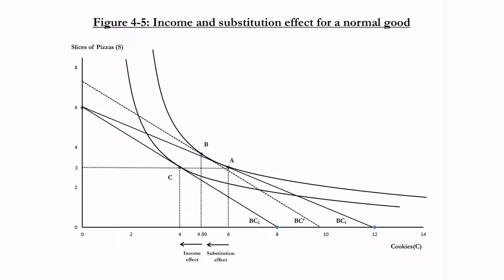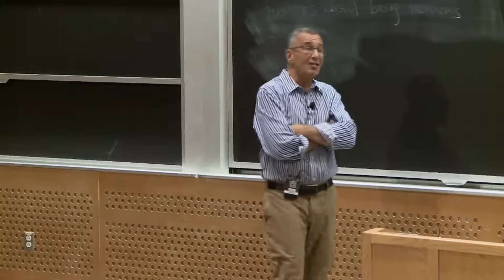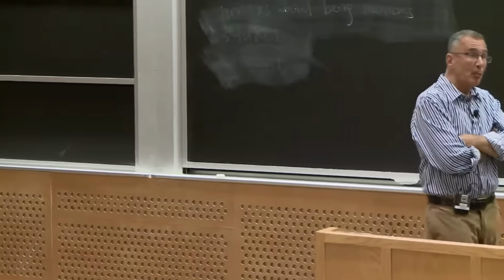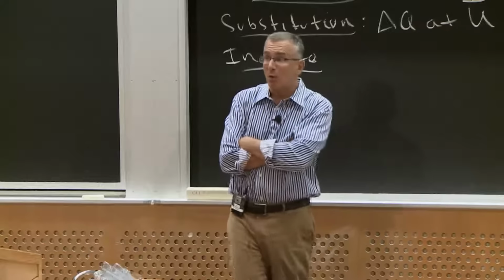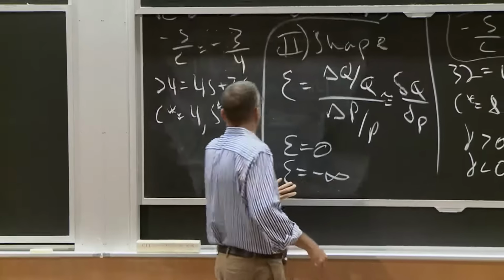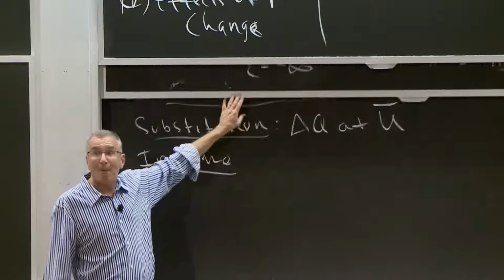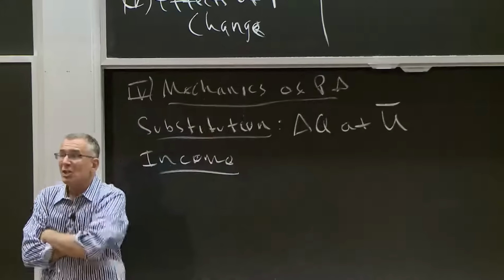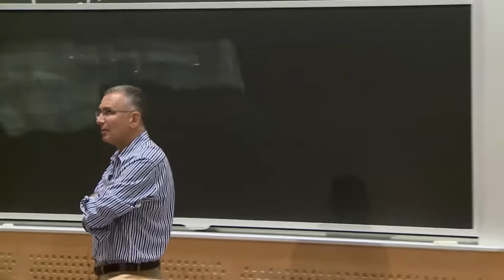And what is BC prime? BC prime has 2 features. First of all, it is parallel to the new budget constraint. It's got the new price ratios. The slope of BC prime is the same as BC2, so minus 3/4, right? That was the slope. Okay? So the new budget constraint has a slope of minus 3/4, but it is tangent to the original indifference curve, the one that contains point A.